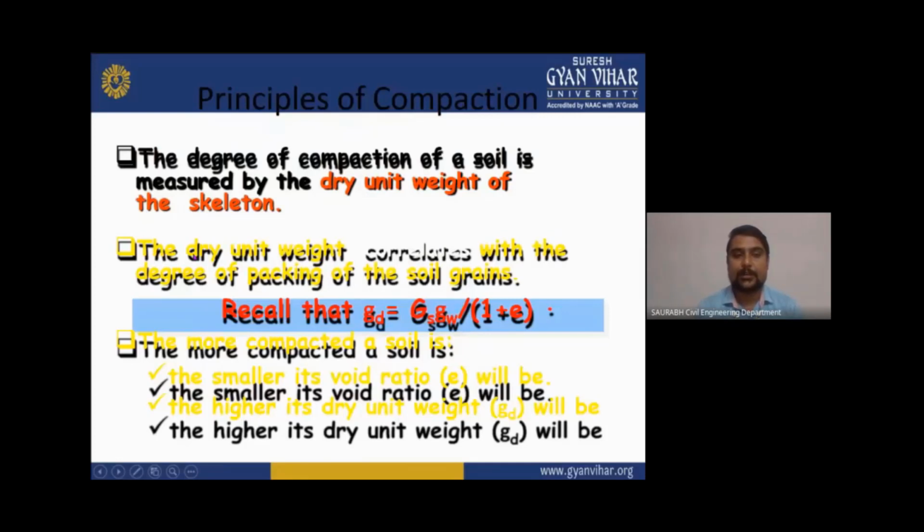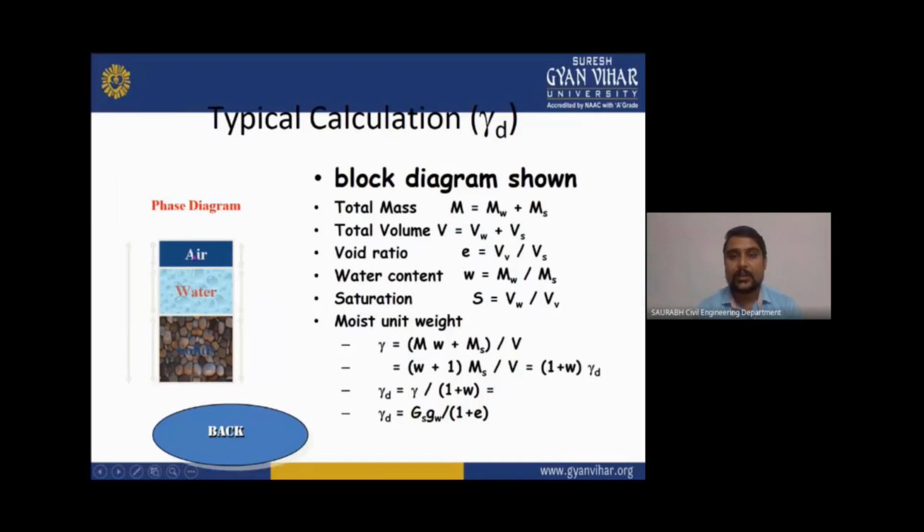Now we will see the principle of compaction. The degree of compaction of soil is measured by the dry unit weight of soil. The dry unit weight of soil will be increased by doing the compaction. If you see the more compacted soil, it has more dry density in comparison to normal soil. The higher its dry unit weight, γd will be higher. Now we will see how we calculate the gamma d, which is equal to bulk density of soil.